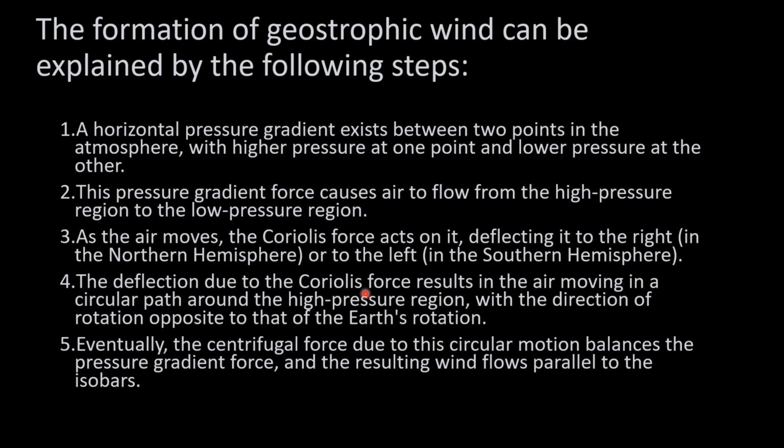The deflection due to the Coriolis force results in the air moving in a circular path around the high pressure region, with the direction of rotation opposite to that of the earth's rotation, right? So eventually what will happen? The centrifugal force due to their circular motion balances the pressure gradient force and the resulting wind flows parallel to the isobars.